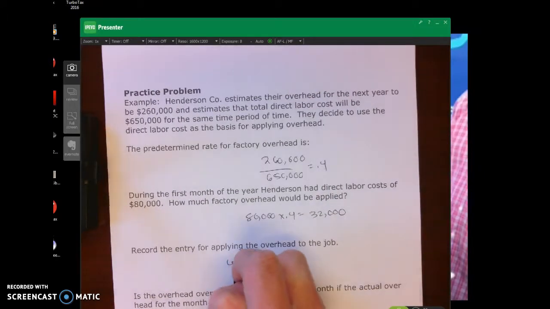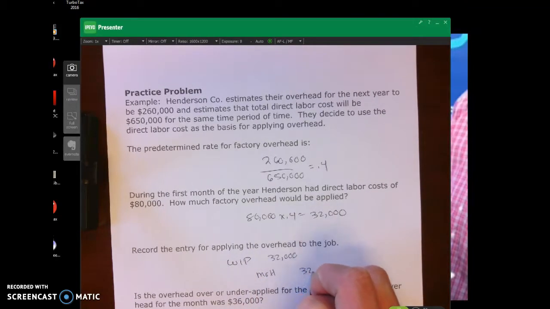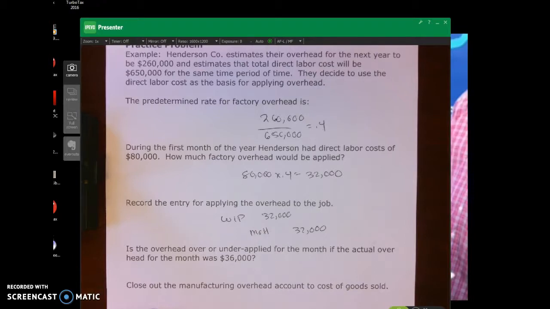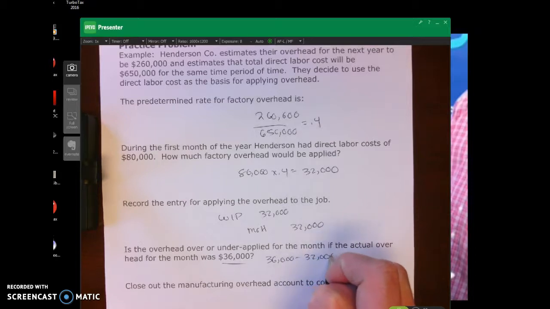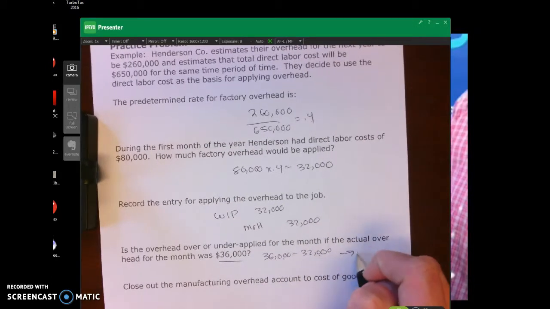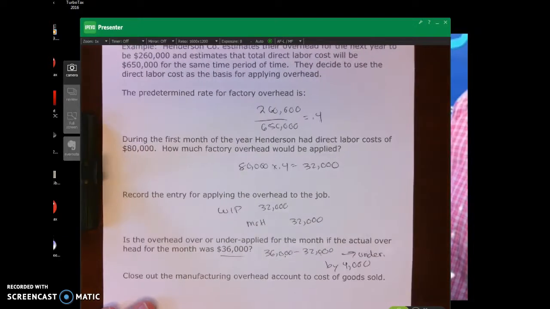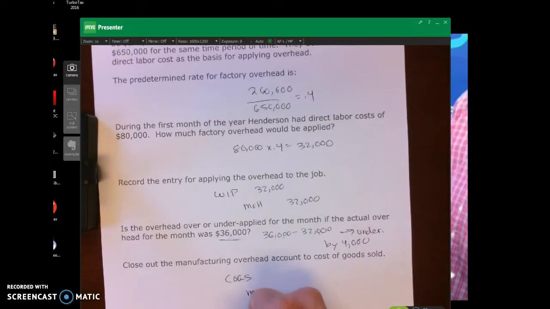What's the journal entry? It's debit WIP, credit manufacturing overhead, 32,000. Is the overhead under or overapplied if actual overhead is 36,000? I take my 36,000 minus my 32,000. Actual is more than applied. That means underapplied by $4,000. And then what's the journal entry to close it out to cost of goods sold? Well, the journal entry would be debit cost of goods sold, credit manufacturing overhead for $4,000.